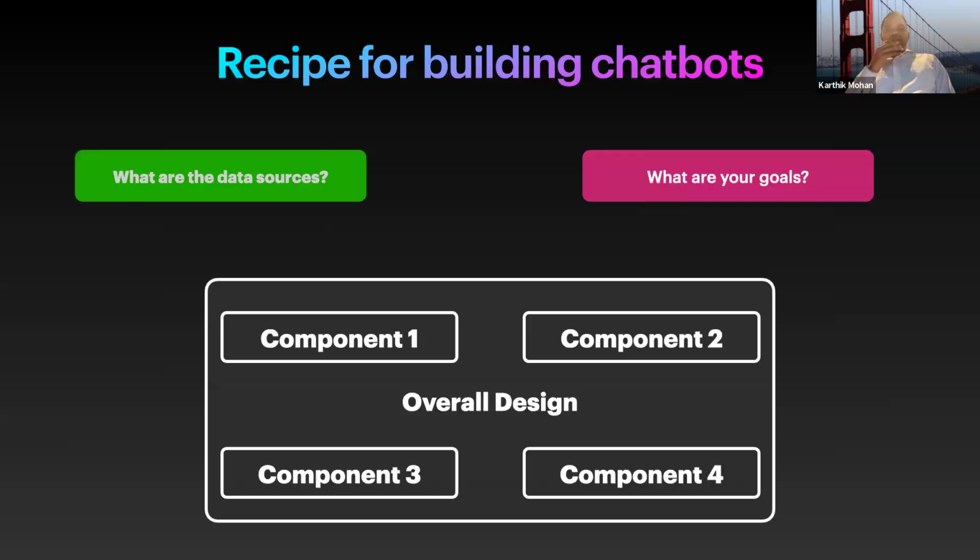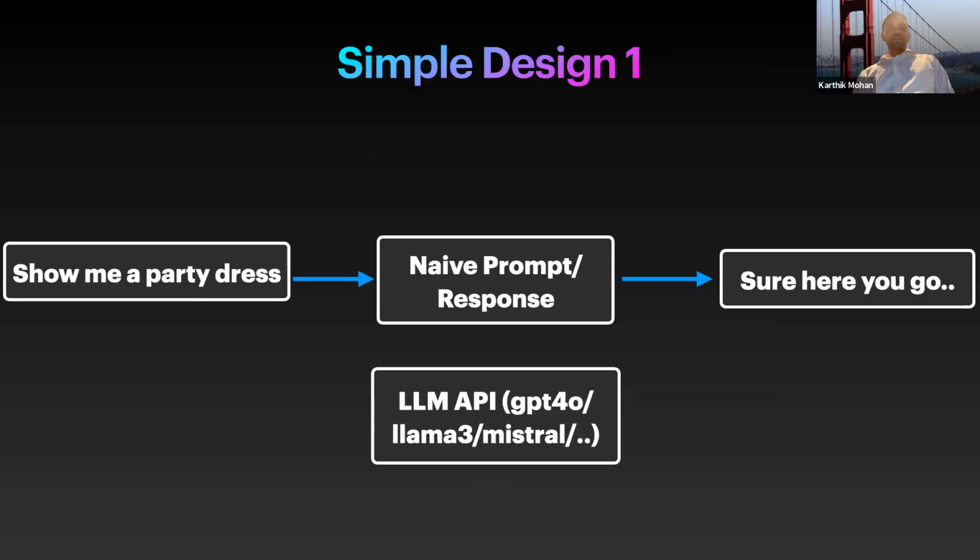So then you start having your design and say, okay, I want to have component 1, component 2, component 3, component 4, and these things help me meet my business requirements, my business goals, my product requirements, product goals, top line metrics, and so on. Right? So if we go back to the shopping bot and say, show me a party dress, I can do a naive prompt-based system, right? I can say, okay, I have an LLM API like GPT-4 or Llama 3 or GPT-5, Mistral, and then I have a response based on the prompt, right?